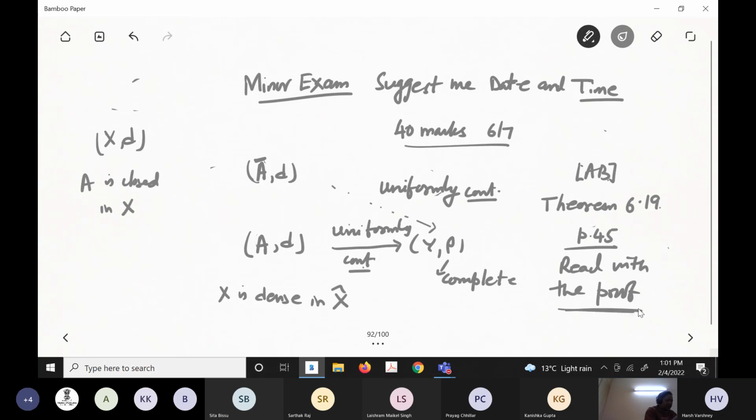You should discover some good technique. Read the proof. That's the next exercise. I think you should be able to understand the proof. If you don't understand, ask Gaurav. You can ask me also. So this is the thing. But after this you have the uniformly continuous function.